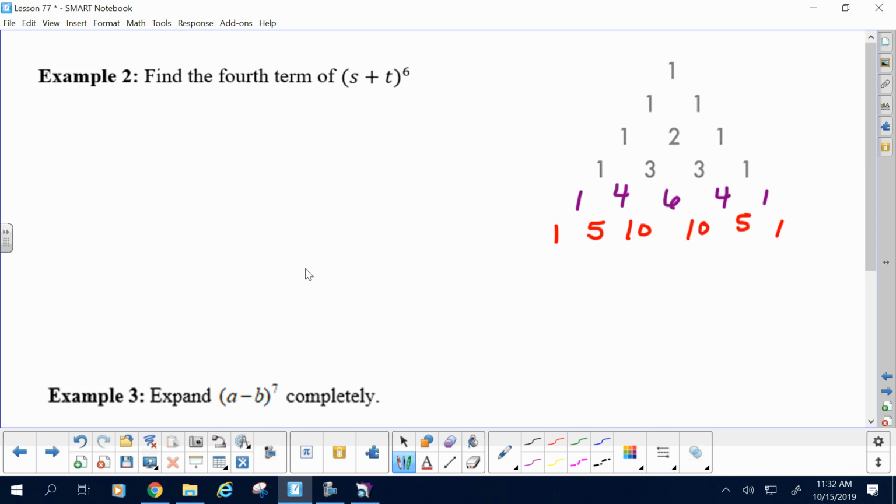Would you try this one? Example 2. Try it on your own, please, and then we'll talk about it. Feel free to talk it over with your math amigos.